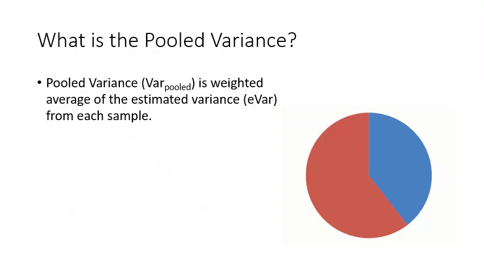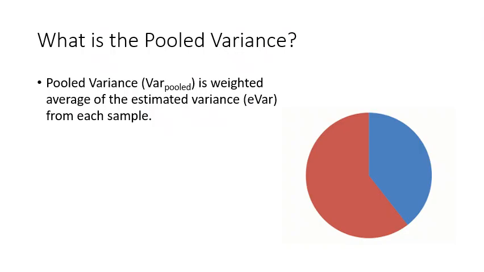So what is the pooled variance? Well, the pooled variance is just akin to the average of the EVAR, the estimated variance from each sample. So we want to use all the information we have to figure out the proportion of variance for the population. So we have to take into account all that information.